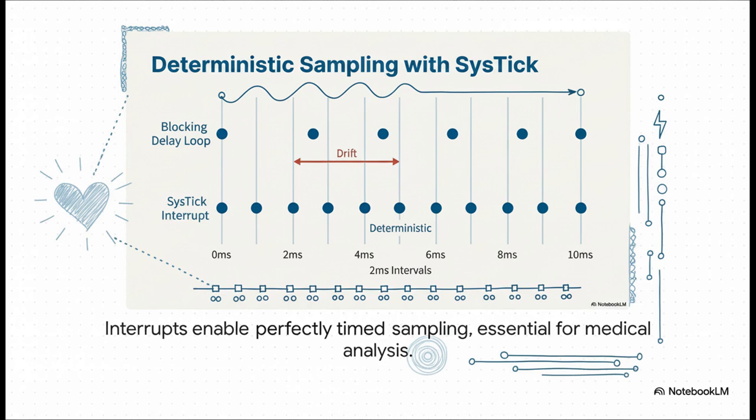This slide shows you the payoff. Look at that top line. That's a sampling loop that just drifts over time because of other processing delays. But the bottom line, driven by a perfect system timer interrupt, is perfectly rhythmic. It's deterministic. And that level of precision is exactly what's required for advanced medical analysis, like calculating heart rate variability.